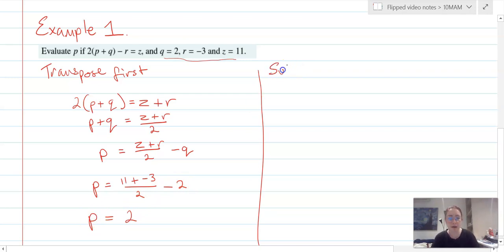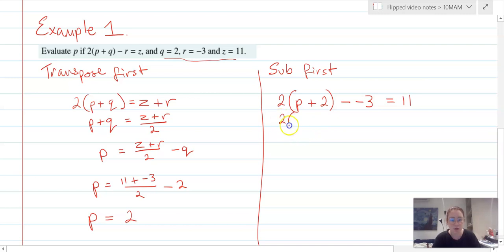Our other method is to substitute first and then to rearrange with whatever sort of simplified equation we've ended up with. So in here, we're going to have 2 times (p plus q). We still don't know the value of p. We're pretending we don't know it's 2. Plus q, which is 2, minus -3. And that equals 11. So now we can rearrange and solve to try and work out what p is equal to.